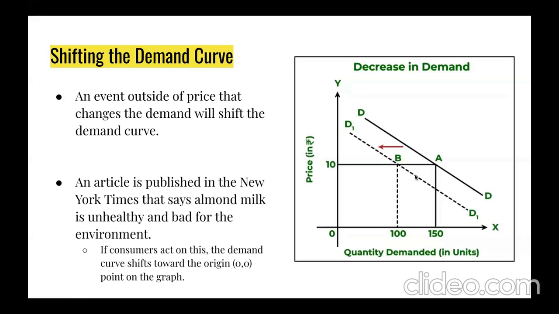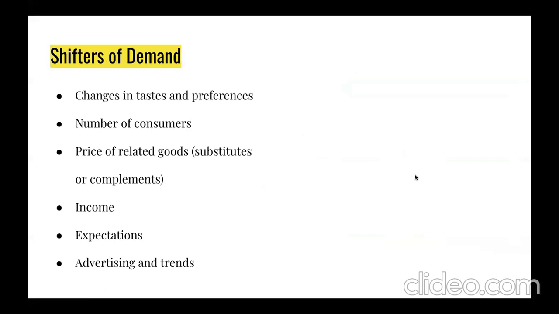Well, let's look more into this because there's lots of things that can shift demand. One is changes in tastes and preferences, cultural changes, and we'll talk a lot more about this because this is pretty interesting. The number of consumers in a market can shift demand. The price of related goods, we already talked about substitutes. We'll also talk about complements. Income, how incomes change shifts demand, right? If you start making more money, you'll probably buy more stuff.